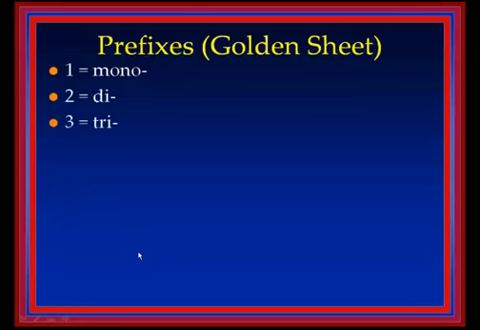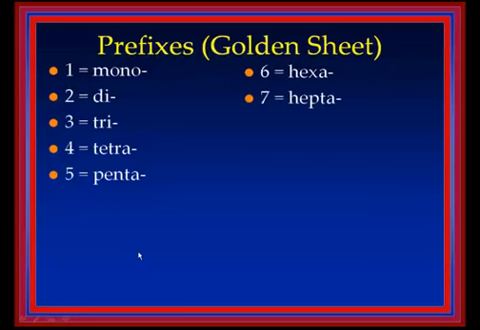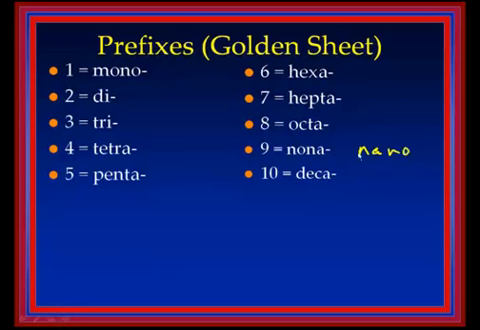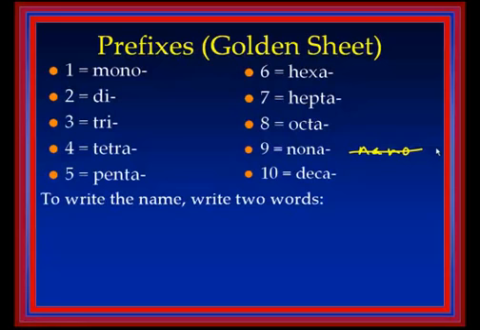Mono, di, tri. 4 is tetra, not quad. Penta, hexa, not hepta. Okay. 7's hepta, not septa. Octa, nona, and deca. Okay. So watch out. Again, spelling counts. Don't call nona nano. That's a common mistake I see students make.